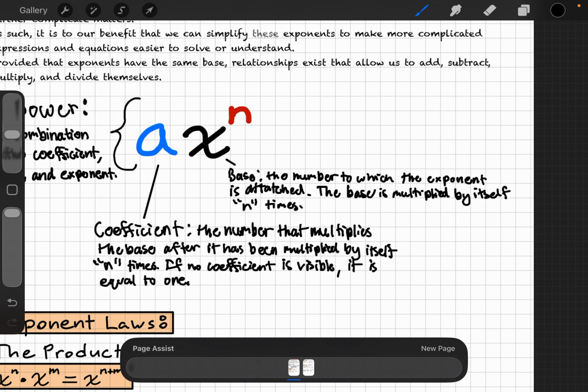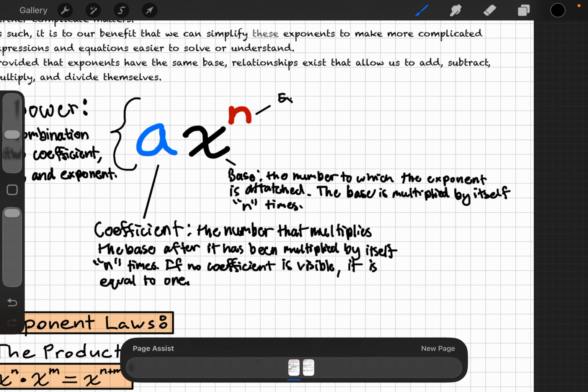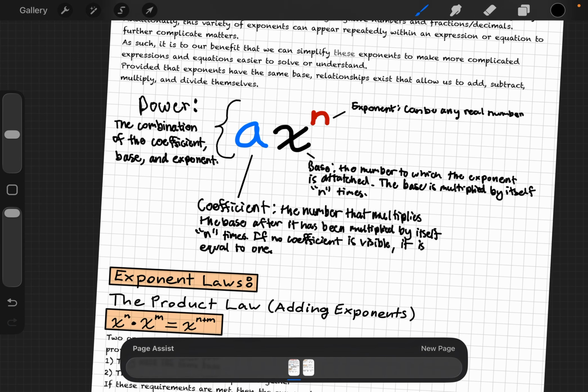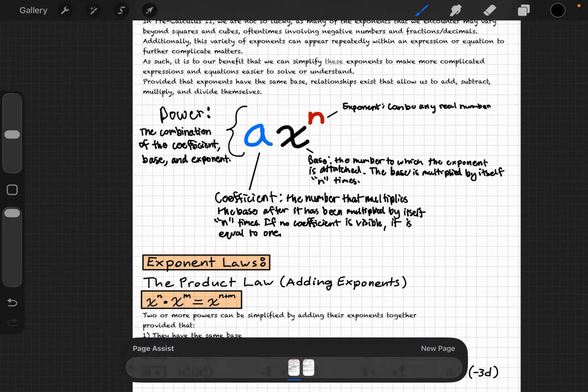So this is the base. And we have the little n here. This is called the exponent, you guessed it. It can be any real number. It can be positive, negative, fractional, etc. So this is the power. This is the anatomy of a power.